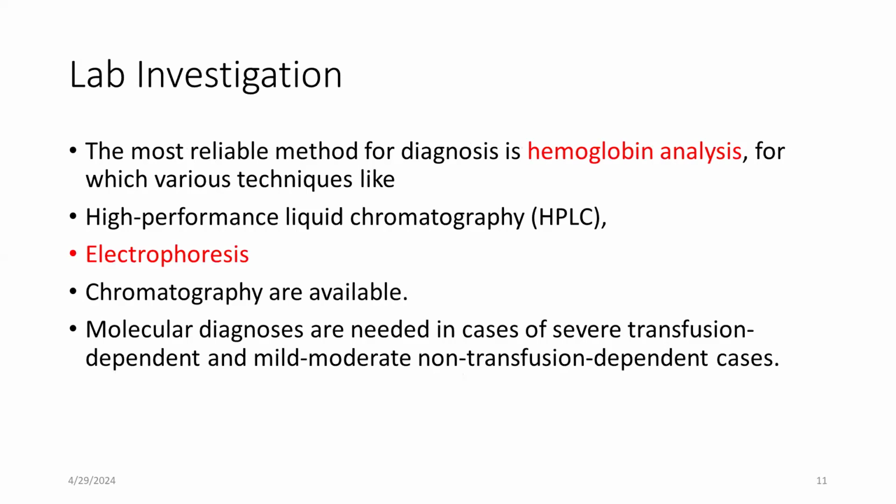So, lab investigation, what will we do? The most reliable method for diagnosis is hemoglobin analysis: high performance liquid chromatography and electrophoresis. Electrophoresis is the next thing after you see the primary blood reports, and you will have some knowledge from it. Okay, this is thalassemia. Chromatography is available, and genetic testing can be done as well. Molecular diagnosis is needed in severe transfusion dependent, mild, moderate, and non-transfusion dependent cases.